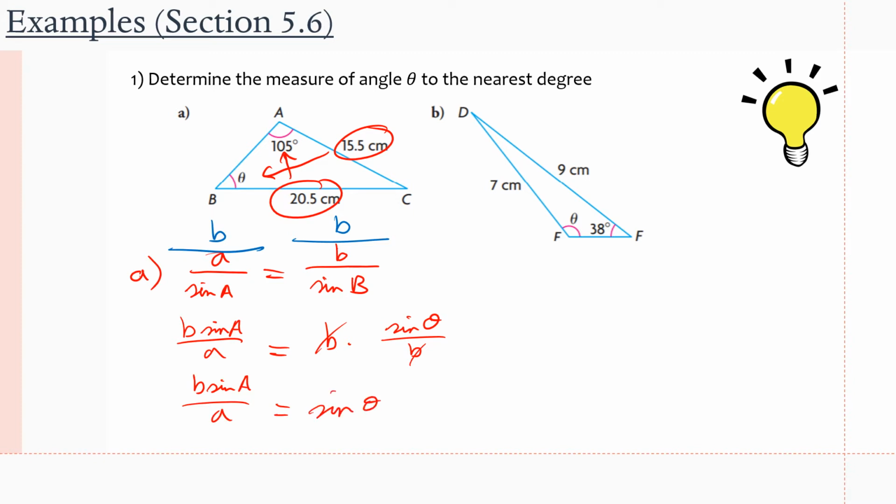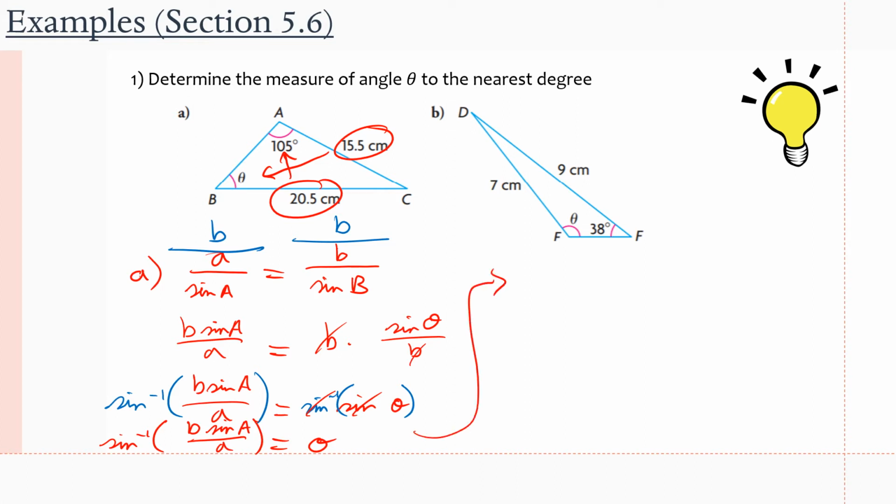equals sine of theta. And now if we take the inverse sine of each side, sine -1 and sine -1, these two are going to cancel out, so we're going to have theta equals sine -1 of B sine of A over A. Now we can substitute all our numbers in.